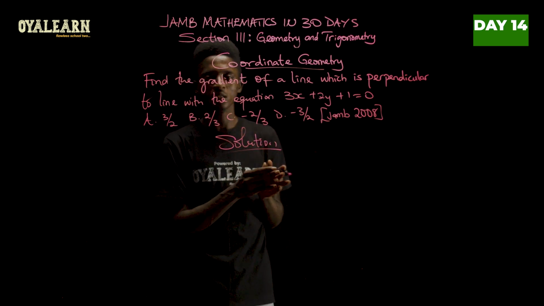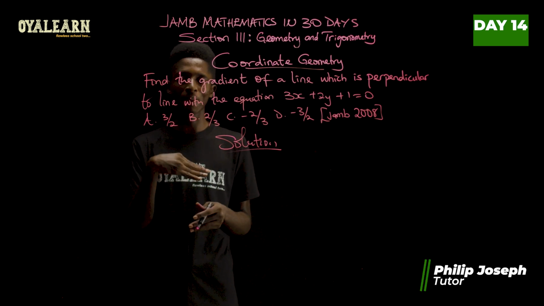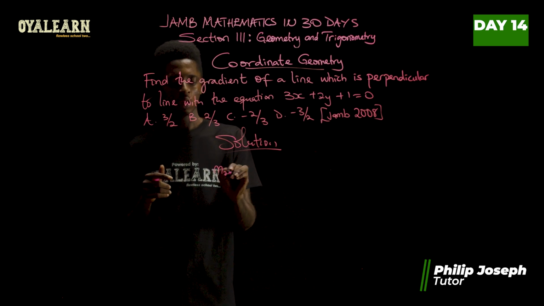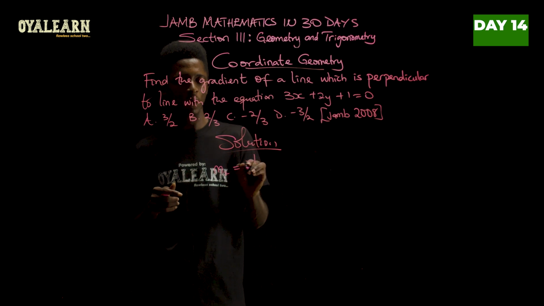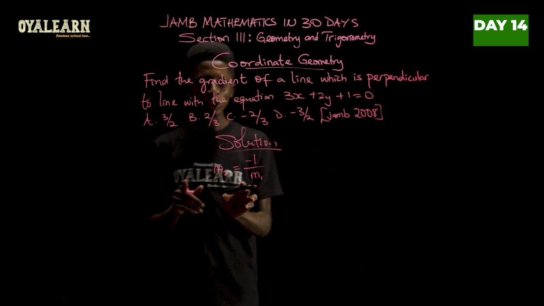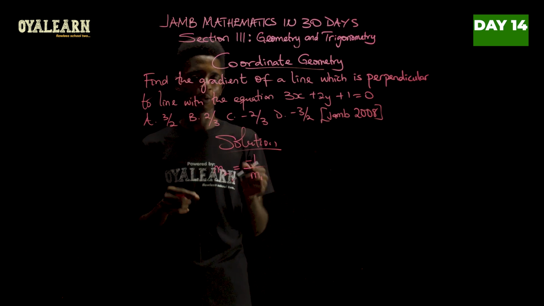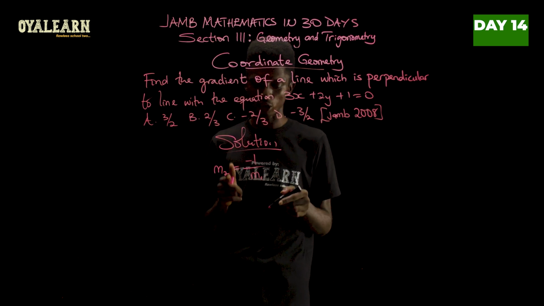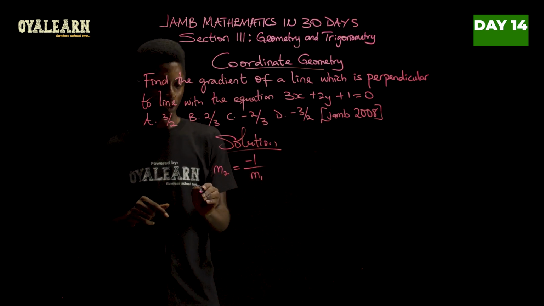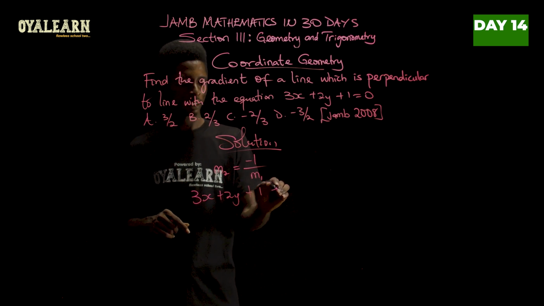In day 13, while we were solving, we did establish that when you have 2 lines such that they are perpendicular, the perpendicular line will have a slope m2, which is given as minus 1 over the slope of the first line. Which means before we can go on to find the slope of this perpendicular line, we need to first find the slope of the first line, which we are given the equation. So, let's look for m1. To do that, we're going to write out this equation. We have 3x + 2y + 1 = 0.